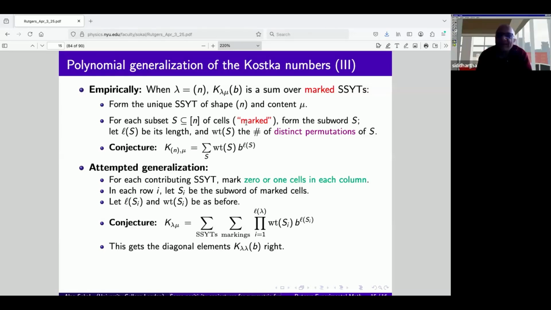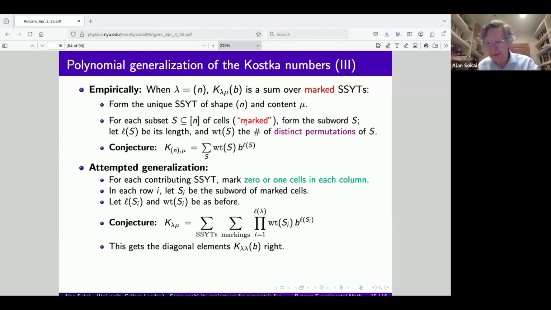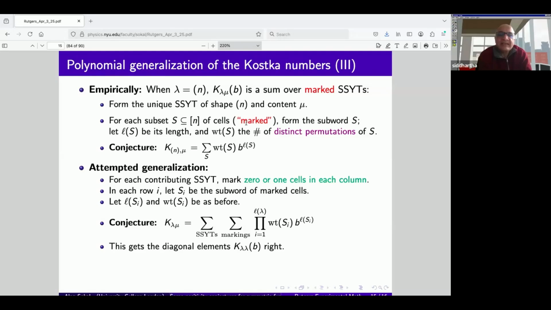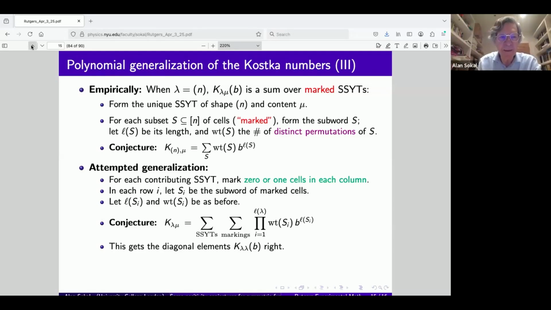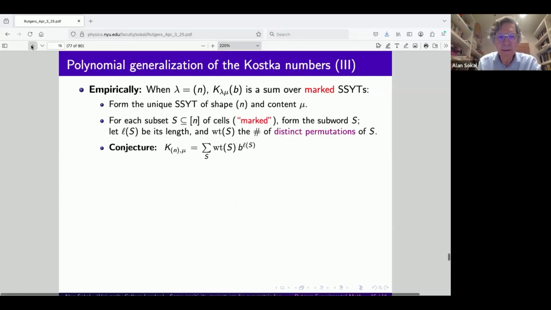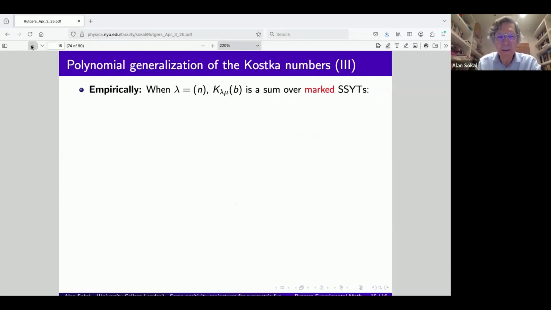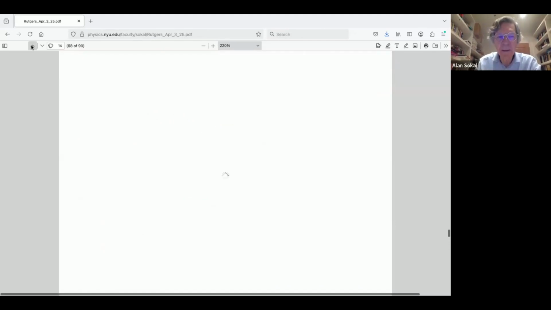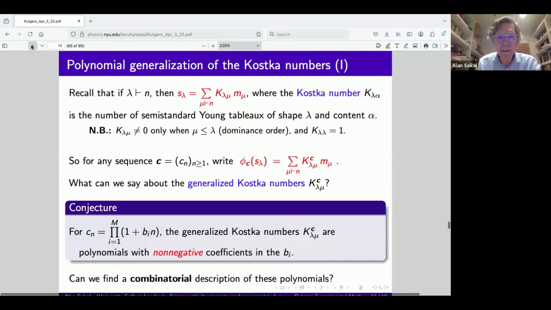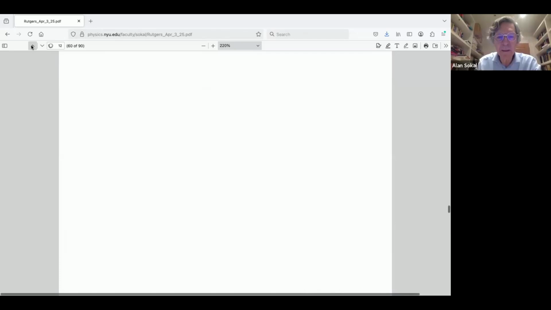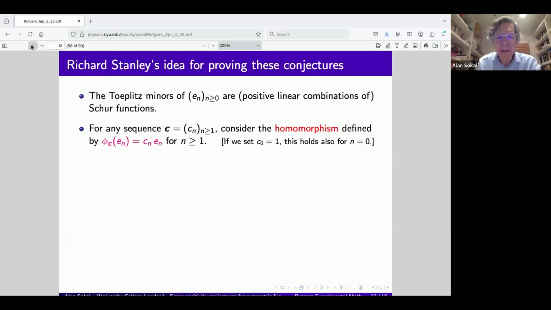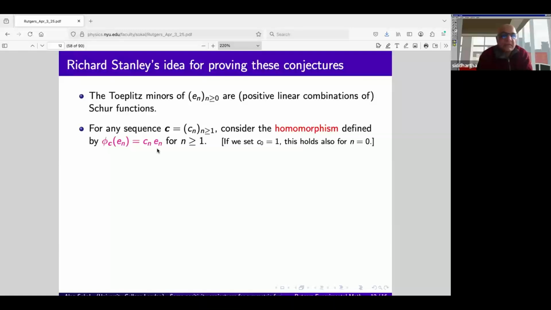So, hi, can I ask a question? Sure, absolutely. Okay. Could I see again the Stanley map? Yeah, let's go back. Yeah. So it's just you map En to CnEn. That's all. Right.